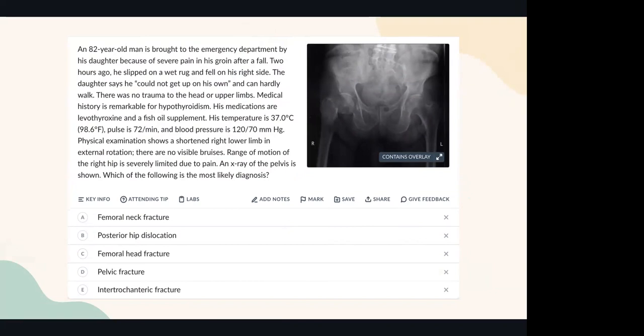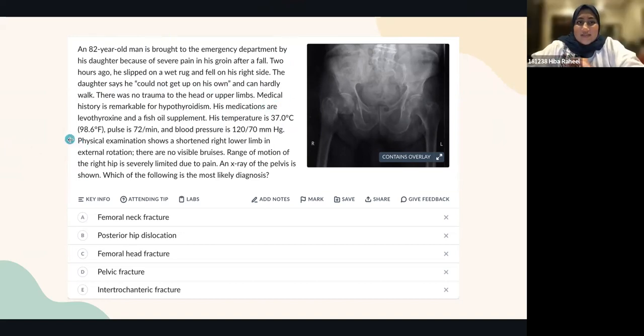An 80-year-old man is brought to the emergency department by his daughter because of severe pain in his groin after a fall. Two hours ago, he slipped on a wet rug and fell on his right side. The daughter said he could not get up on his own and can hardly walk. There was no trauma to the head or upper limbs. Medical history is remarkable for hypothyroidism. His medications.